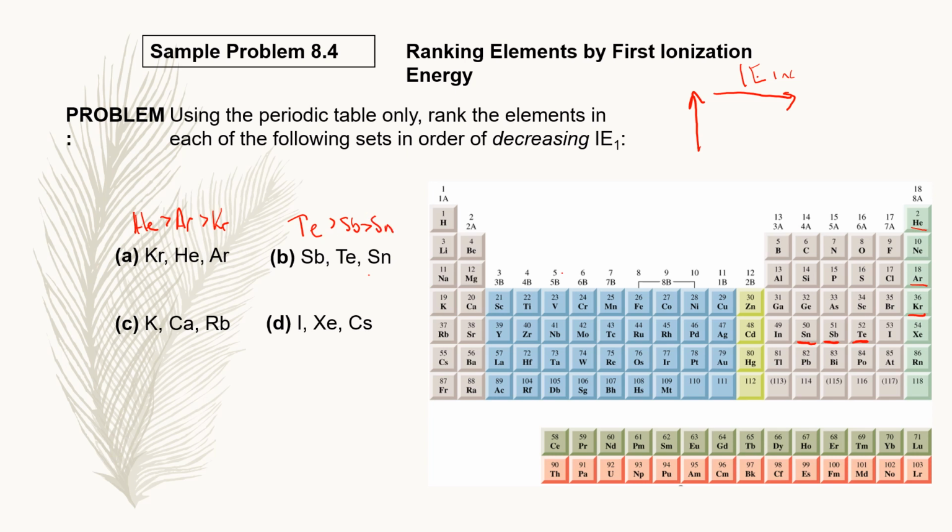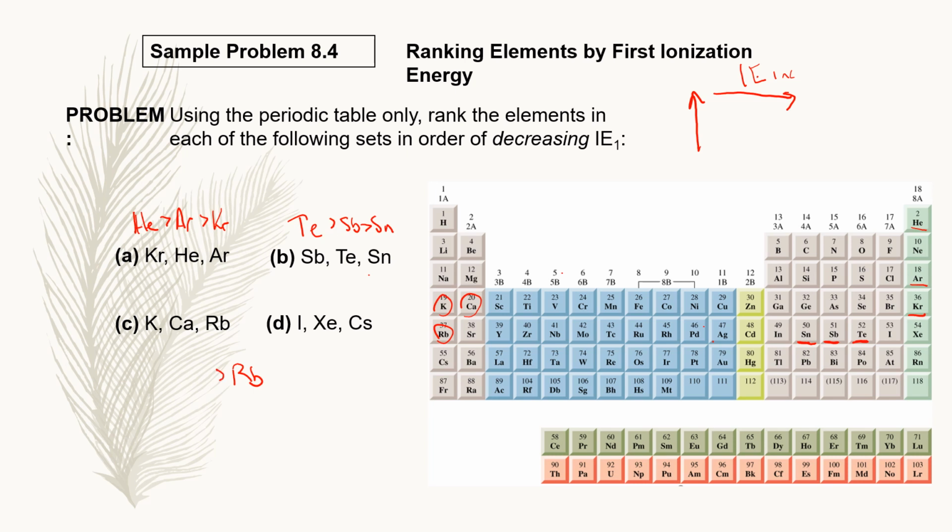When I go to C, now I have elements that are not found in the same rows any longer or in the same columns. So we're going to do the same type of comparison. I have potassium, calcium, and rubidium. So again, I know that since my ionization energy is going to increase as I go up, I know that rubidium is going to have my lowest out of those three. So I'm going to go ahead and put that down here.